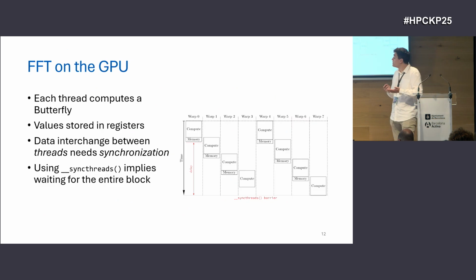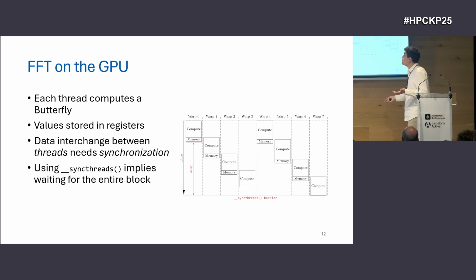So now that we saw how the algorithm works, how would we implement it on the GPU? As each smallest operation is a butterfly, we take that one thread computes one butterfly. We try to store the values in registers because they are the fastest memory available. And in order to interchange data following that pattern, we need synchronization.